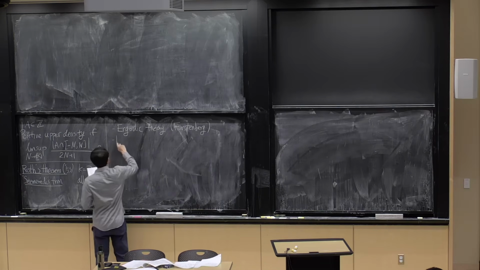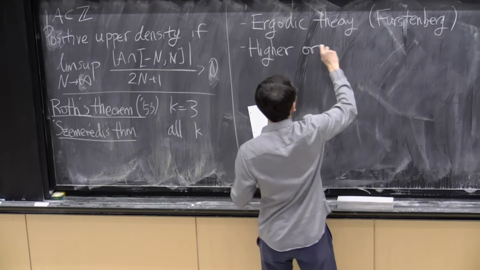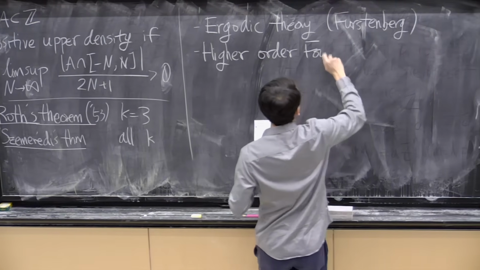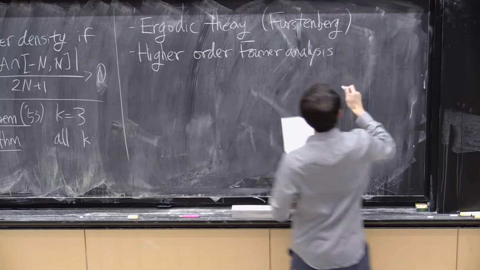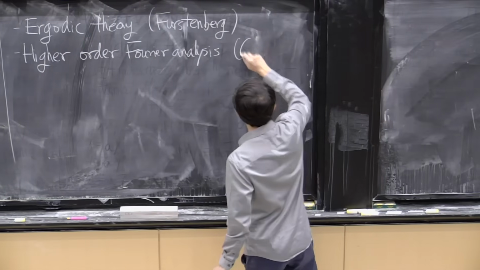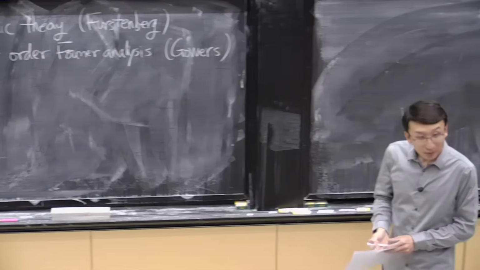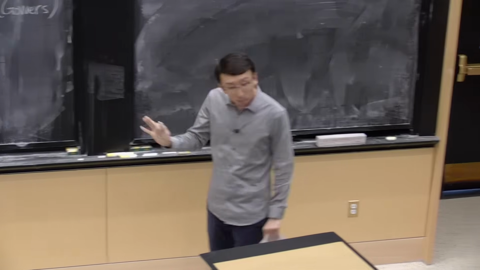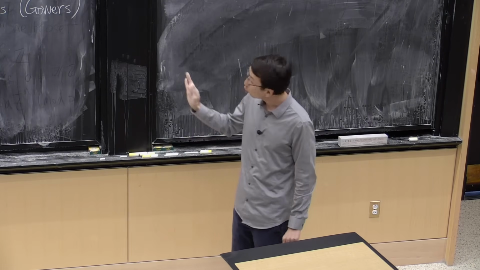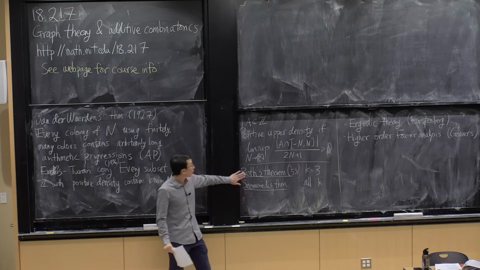The other perspective that was also quite influential is something known as higher order Fourier analysis, which was pioneered by Tim Gowers in around 2000. So Gowers won the Fields Medal, partly for his work on Banach spaces, but also partly for this development. So higher order Fourier analysis is in some sense an extension of Roth's theorem.